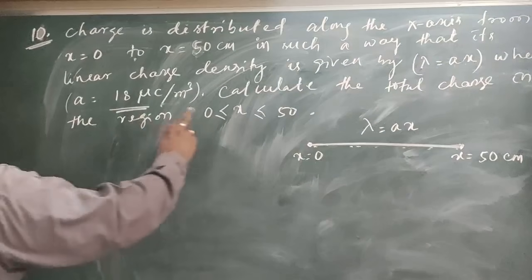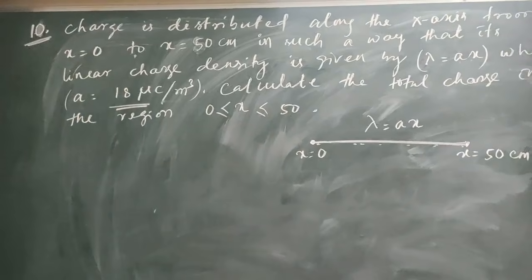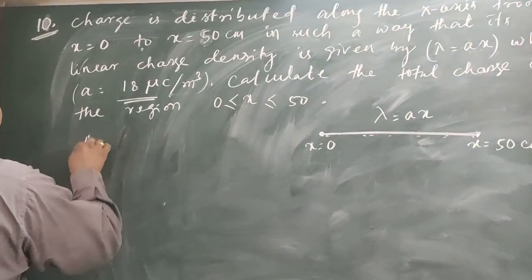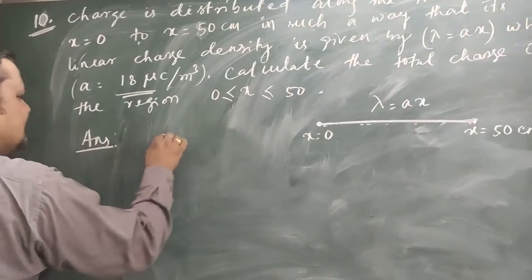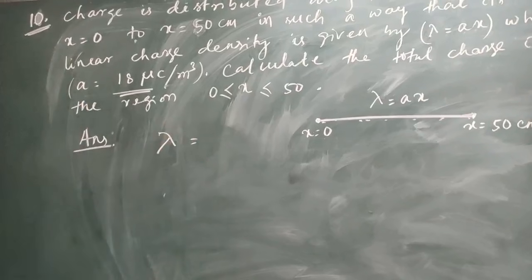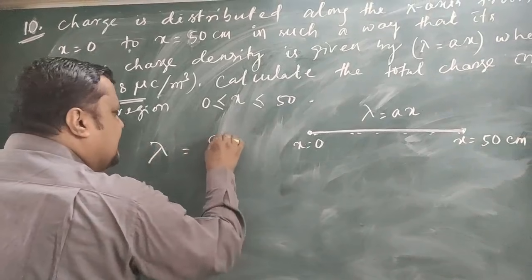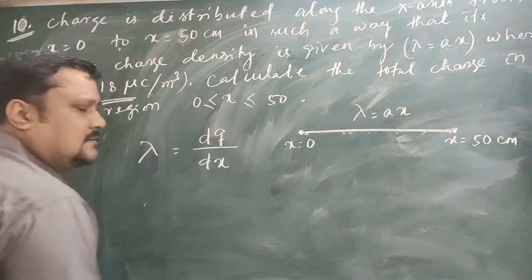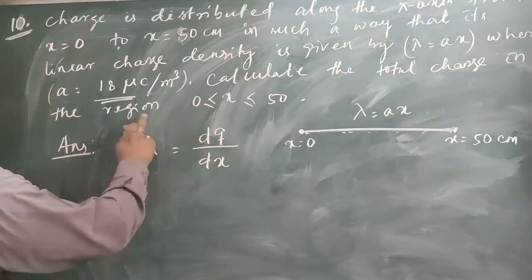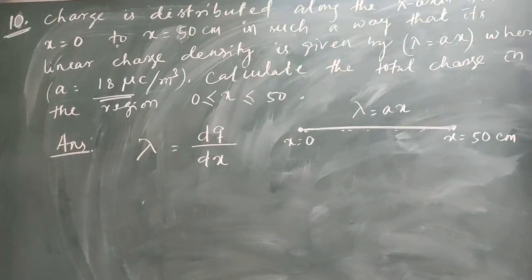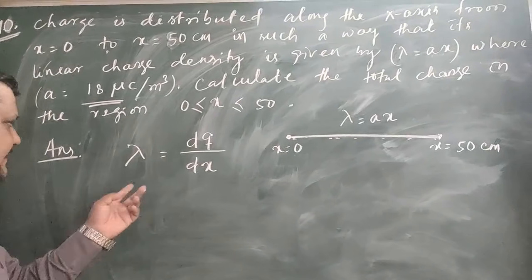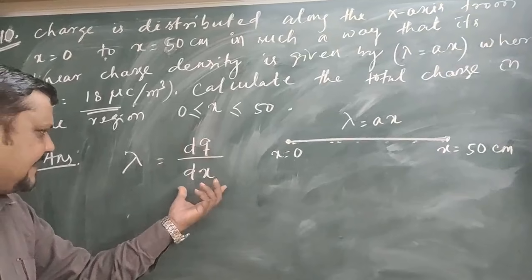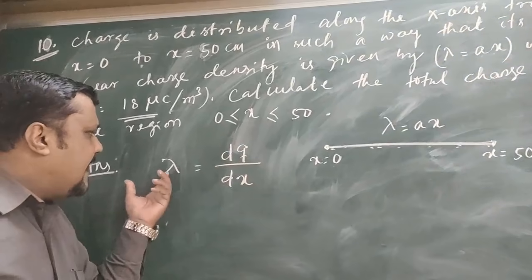Right, so between x equal to 0 to 50. To find this, go through the formula of linear charge density lambda. If dq is the amount of charge in a length of dx, then dq by dx is my lambda, the linear charge density. That is the formula, and we have already gone through the definition. So dq is equal to lambda dx.